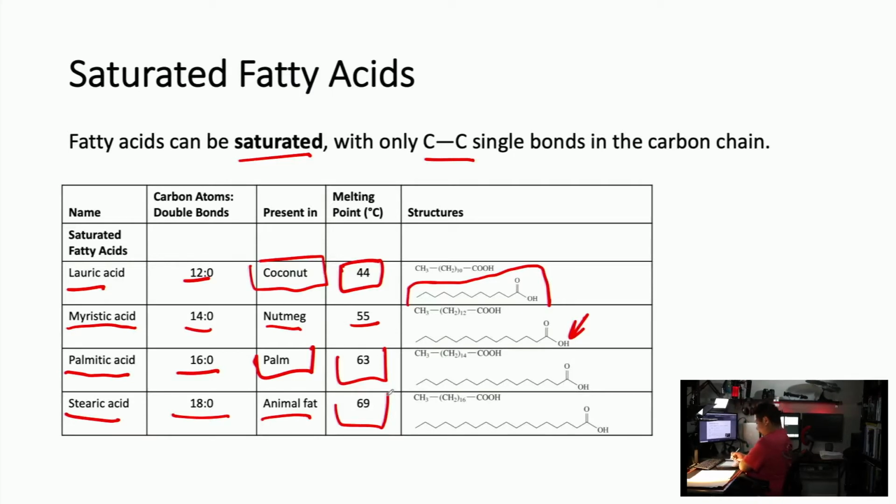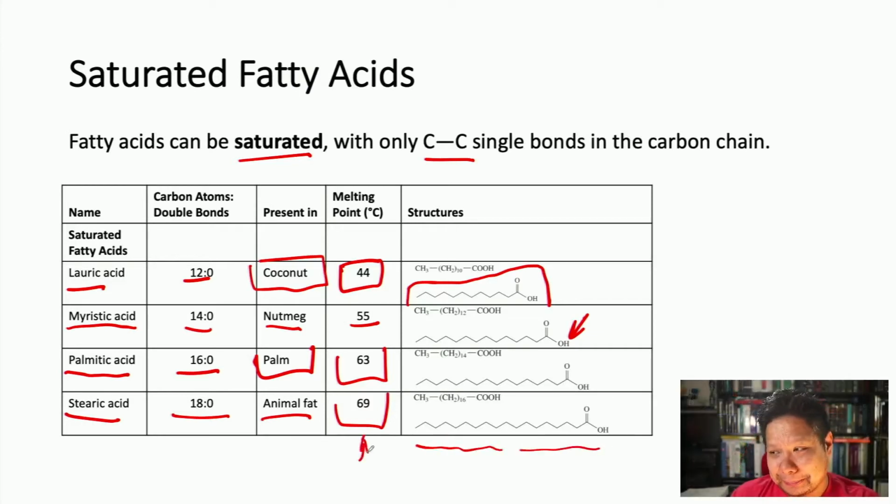Well, the point of this is that as more carbons get added, the higher the melting point is, which means it's solid at room temperature. These are all in Celsius, and room temperature is 25 degrees Celsius, and all these are solid at room temperature, and they get more and more solid and don't melt at higher temperatures as the carbons increase. So we'll elaborate on that a little bit later.